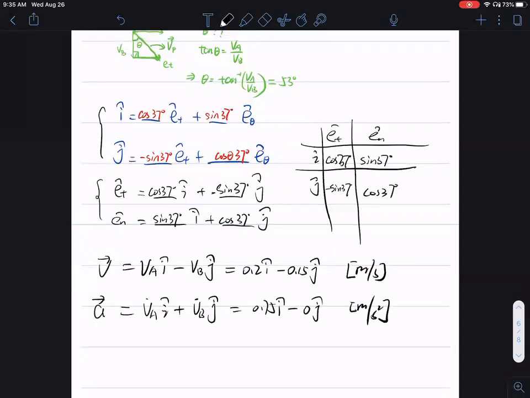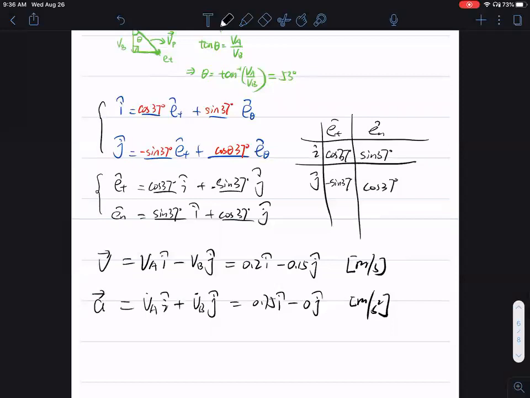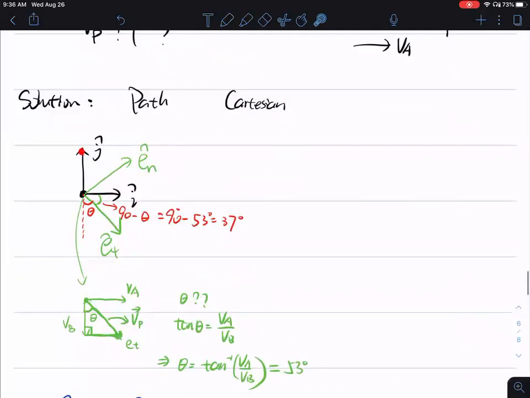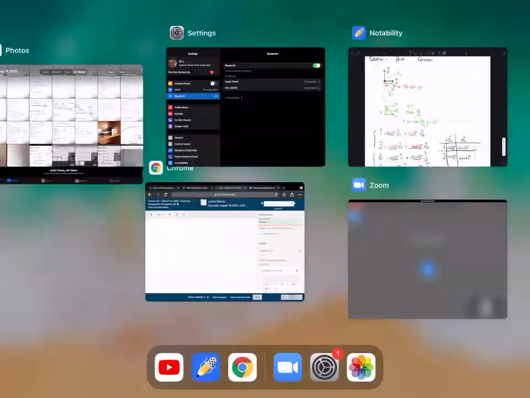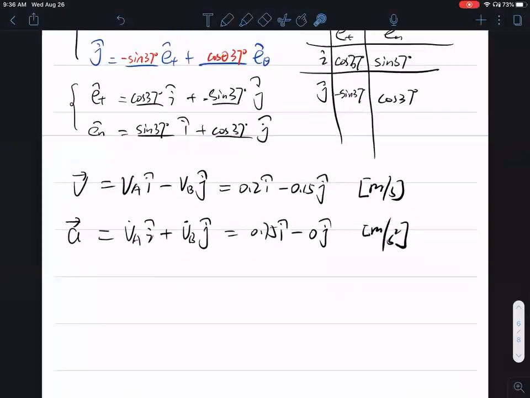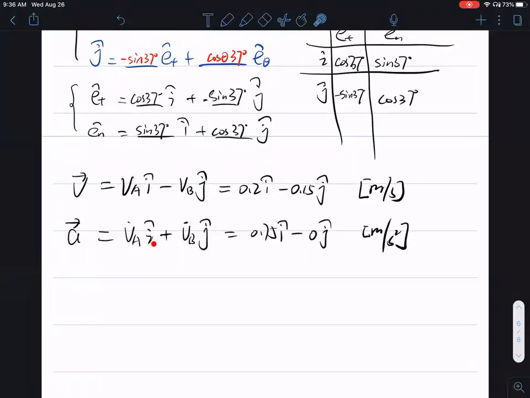For your velocity, you have I and J components. One is vertical, another one is horizontal. Both velocity speed is given, v and vb. That negative sign there for vb, it's because vb is moving to the negative direction of j. If you look at how we set up our coordinate system, j is pointing up, but vb is moving down. So that's why it's negative. For acceleration, that's just VA dot on I direction plus VB dot on J direction. Both VA dot, VB dot are given.